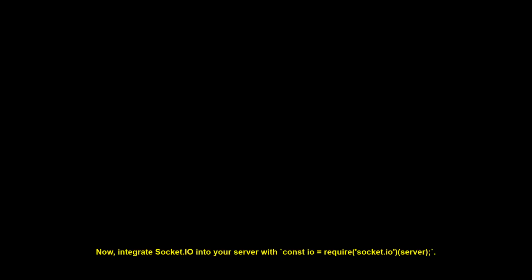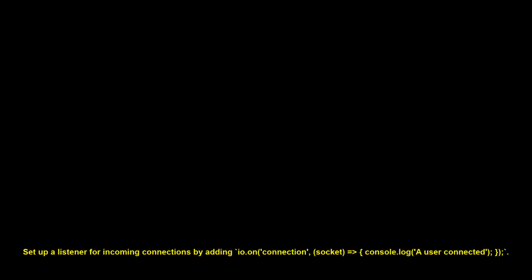Now, integrate Socket.io into your server with const io = require('socket.io')(server). Set up a listener for incoming connections by adding io.on('connection', (socket) => console.log('a user connected')). To run your server, add server.listen(3000, () => console.log('server is running on port 3000')). Save the file and run your server from the terminal using the command node server.js.